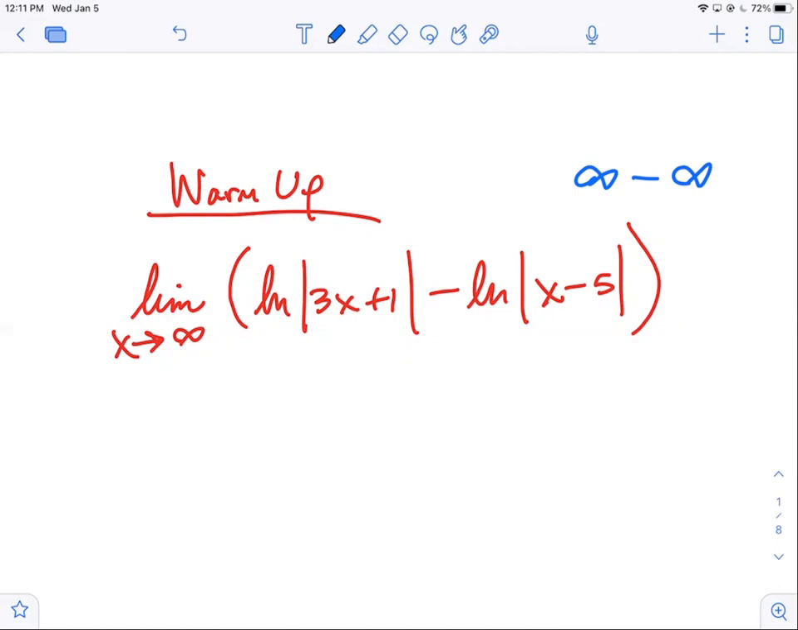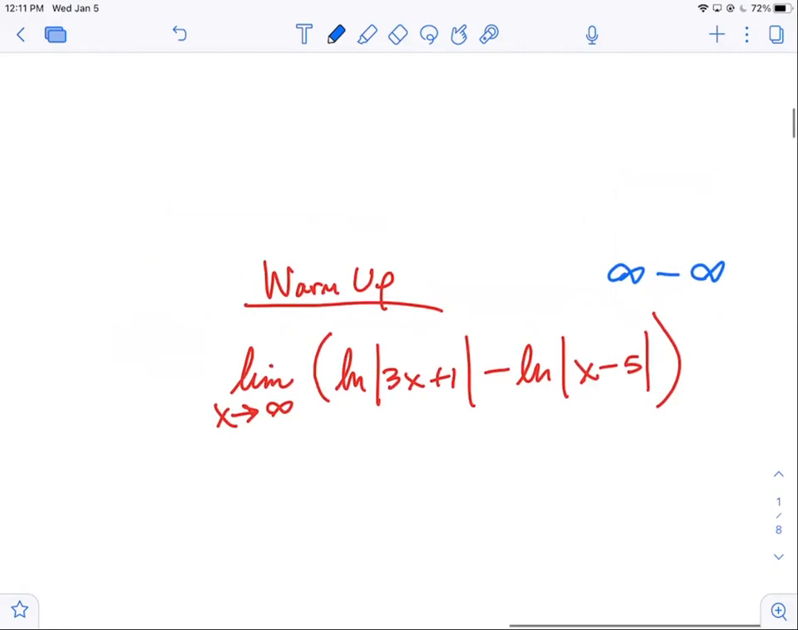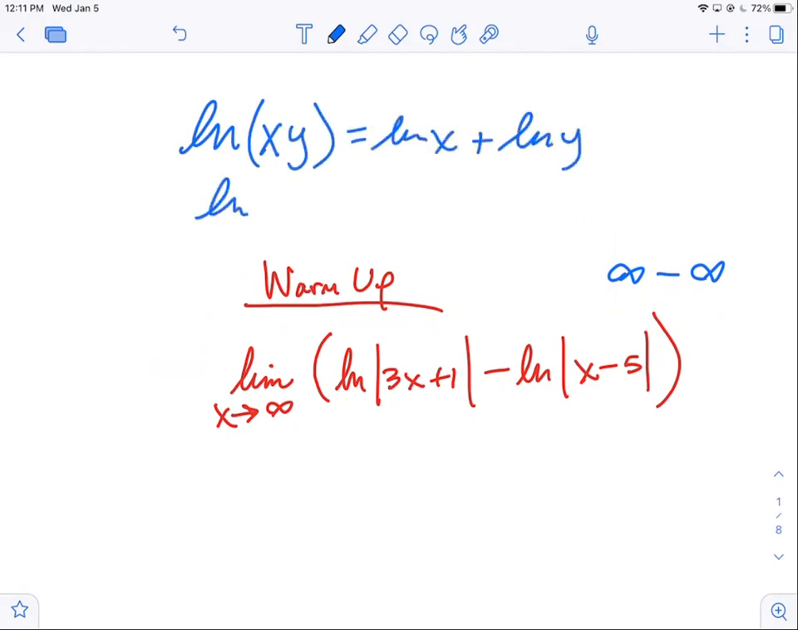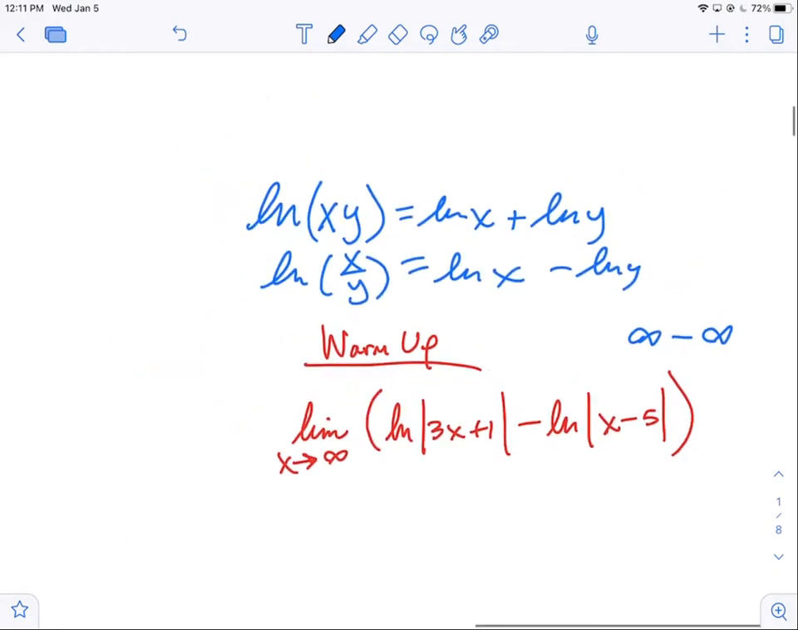And rather than get a common denominator like we did yesterday, we have to accomplish this one by using the rules of logs. So we already studied logs this year, right? Remember that the natural log of x times y is the natural log of x plus the natural log of y. And similarly, the natural log of x divided by y is the natural log of x minus the natural log of y. And the other important one was the natural log of x to the nth power is n times the natural log of x.